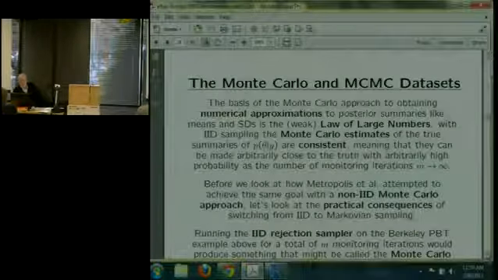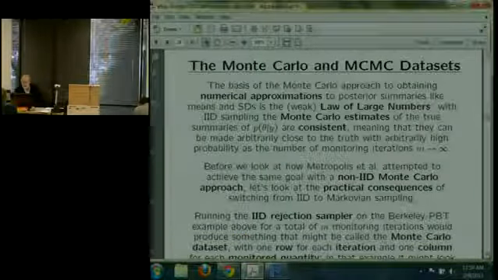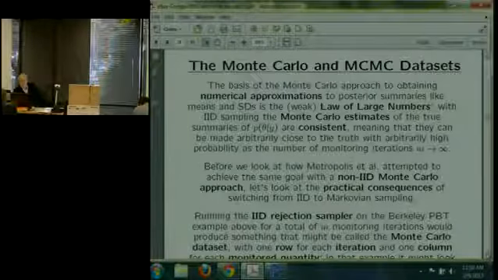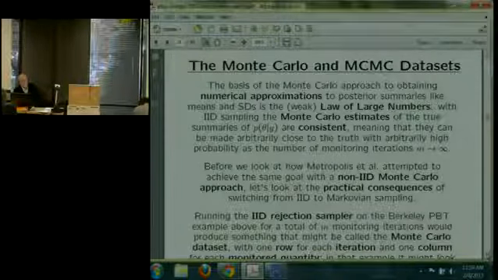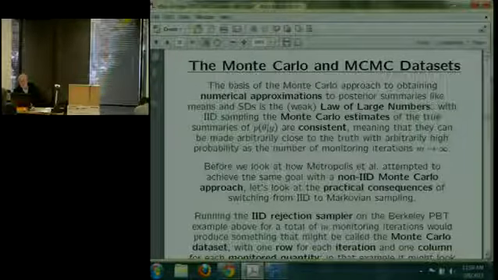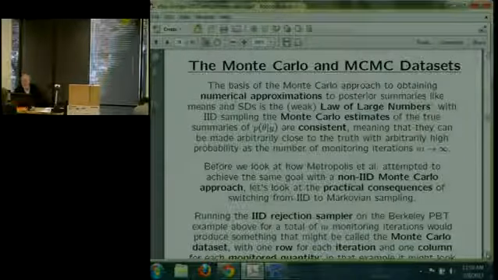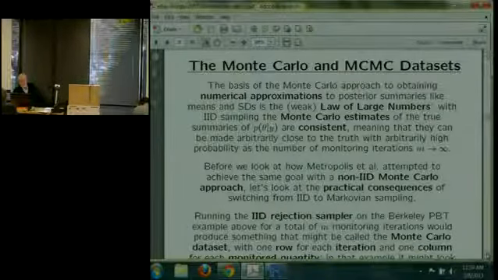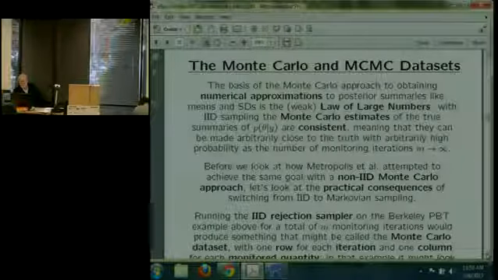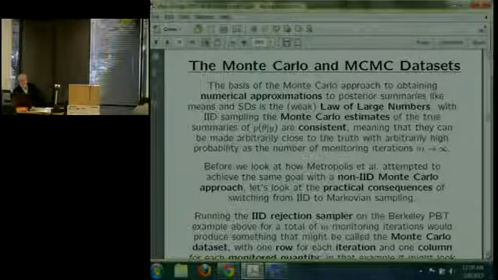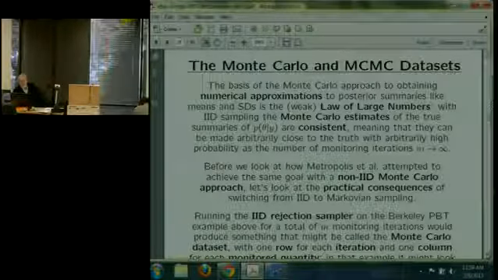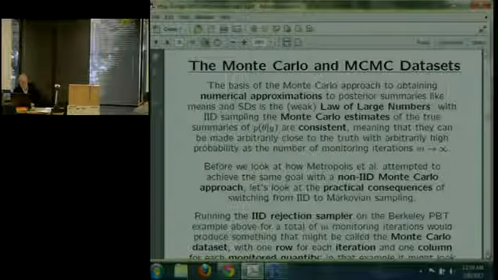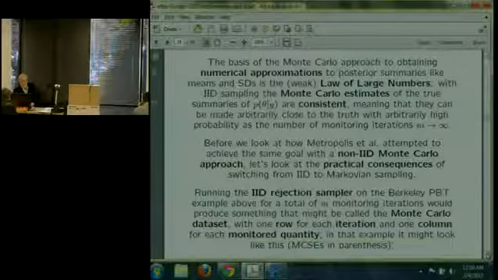This is a little bit about both the Monte Carlo and MCMC data sets, and here's how it goes. The basis of the Monte Carlo approach to obtaining numerical approximations to posterior summaries, like means and SDs, is the weak law of large numbers, which just says that with IID sampling, the Monte Carlo estimates of the true summaries can be made arbitrarily close to the truth with arbitrarily high probability as the number of monitoring iterations gets really big. The fancy name for that is that those estimates are consistent. It's a frequentist idea, meaning just what I said. They can be made arbitrarily close to the right answer with arbitrarily high probability just by having a lot of numbers going into the means and so on.